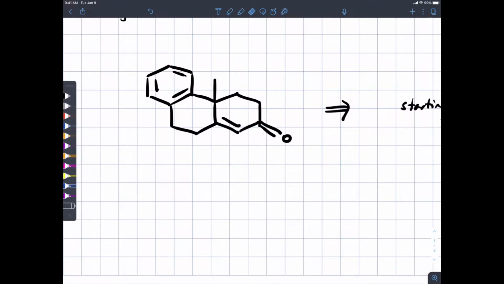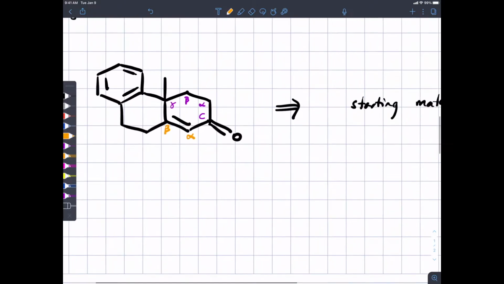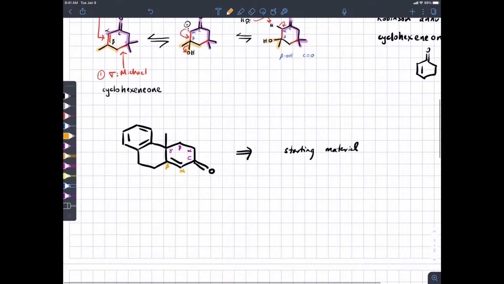First, identify the carbonyl carbon. Okay. And then label on one side alpha and beta, and maybe even gamma. And then on the other side, let's label alpha and beta. All right. Now, based on what we learned earlier, the double bond, the sigma and the pi bond, came from the intramolecular aldol.